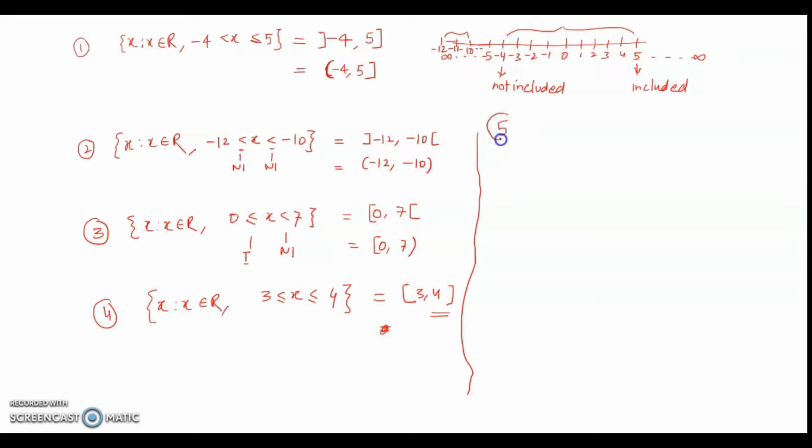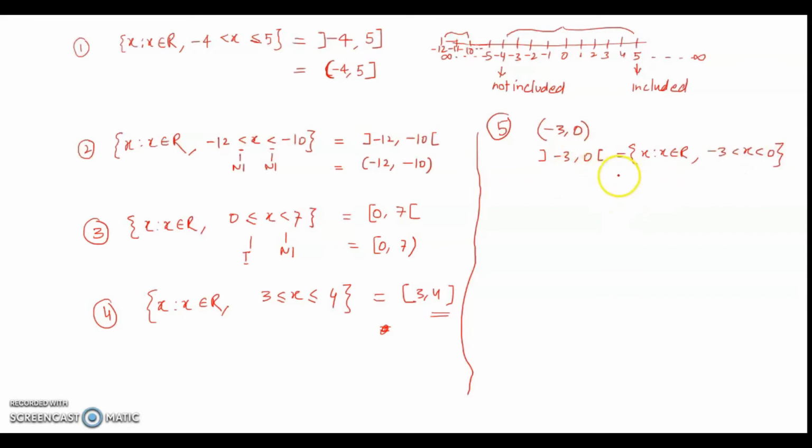Let's see another example: if an interval is given, then how can you write it in a set builder form. Let's say something like this is given, -3 and 0, and both sides are open. If both boundaries are open, the signs are going to be either less than or greater than, the equal to sign will not appear. So it is going to be x such that x belongs to R, and -3 is less than x is less than 0.